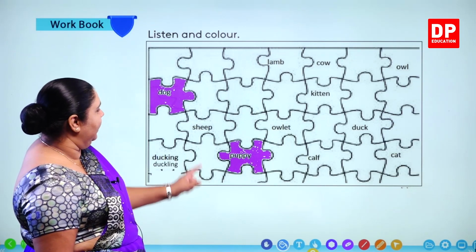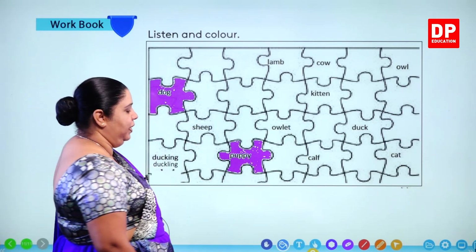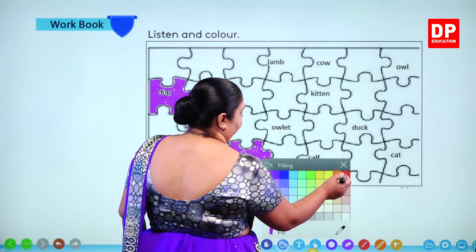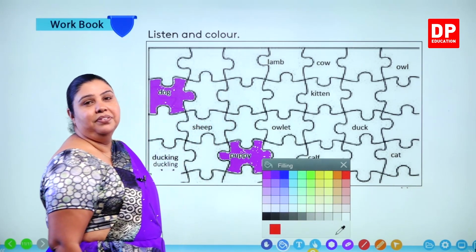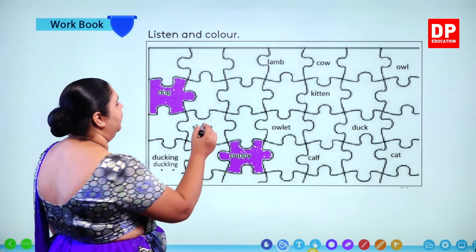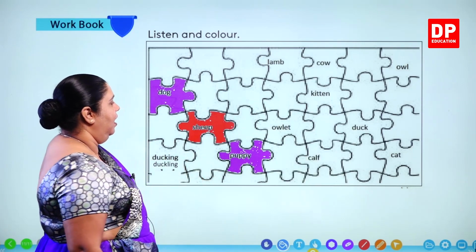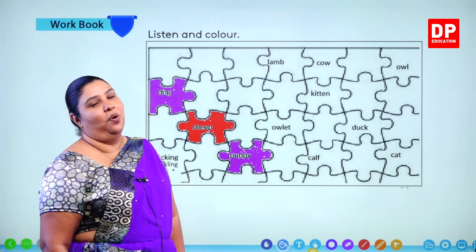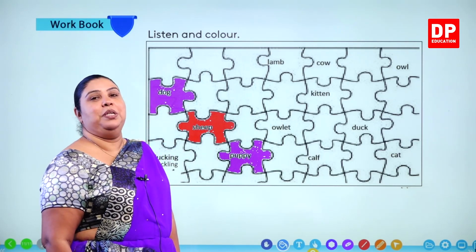Then next we have the word sheep. Let's take another color. Let's take red color. Right, so first we will color the word sheep. Now you have to tell me who the baby sheep is called. What is the baby sheep called? What is the name?